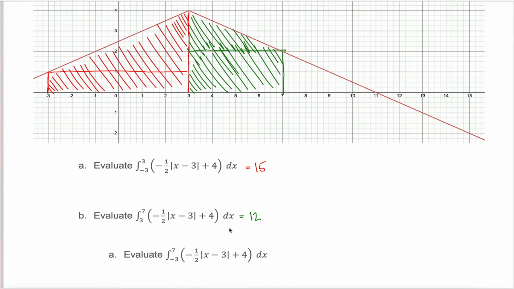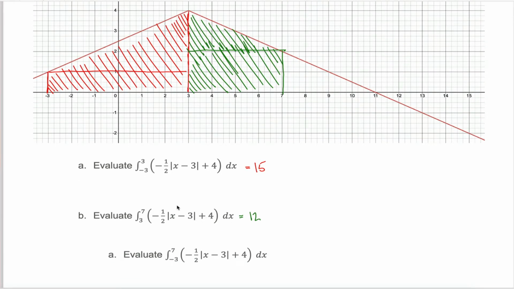What do we got next? Another definite integral. You're like, dude, I'm getting the point of these. Why do you keep telling me to do these? Well, look, there's a bit of a punchline here. Think about what this question is asking you. It's asking you to evaluate the integral from negative 3 to 7 of negative 1/2 absolute value x minus 3, plus 4. The area underneath this curve from negative 3 to 7. This question is asking me to find the area outlined in blue.